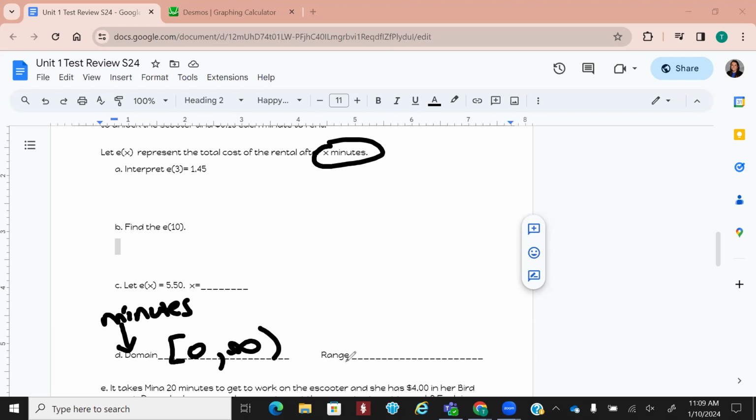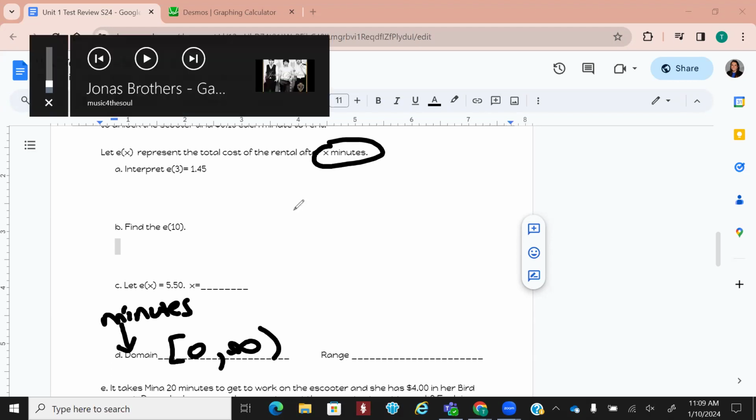What about range? How much does it cost to unlock the bike? $1. How much would it cost if we keep it forever? A bunch, infinity, right?